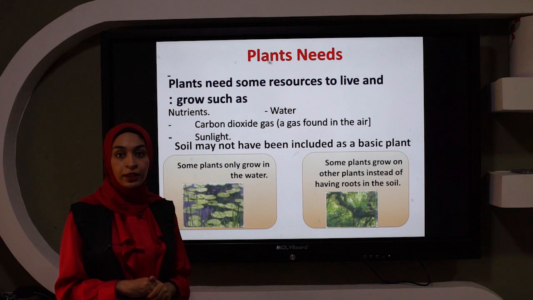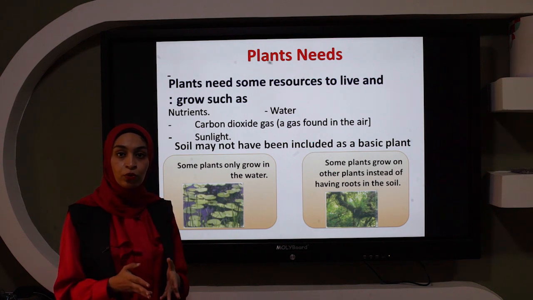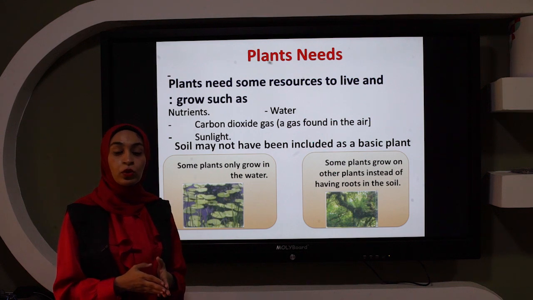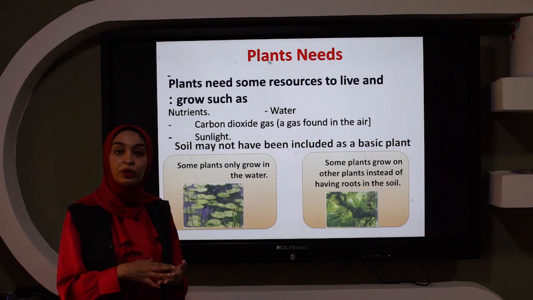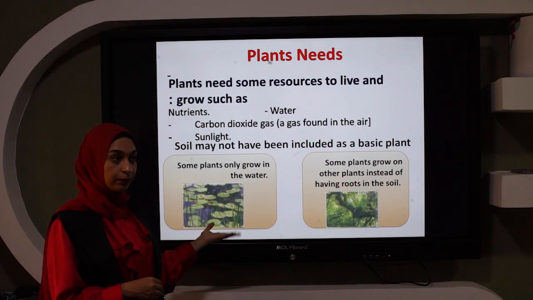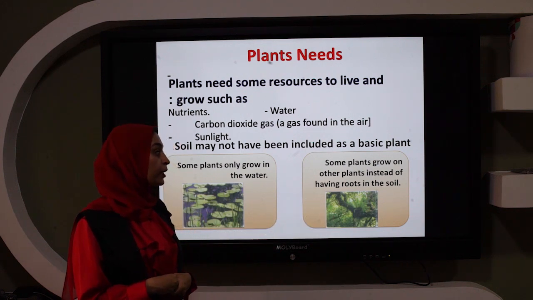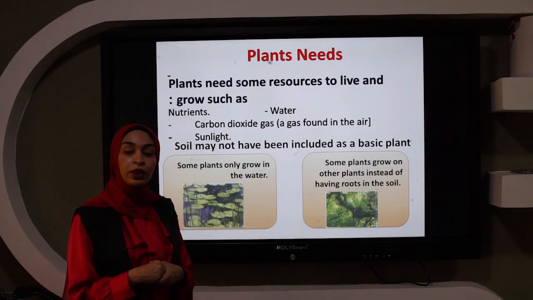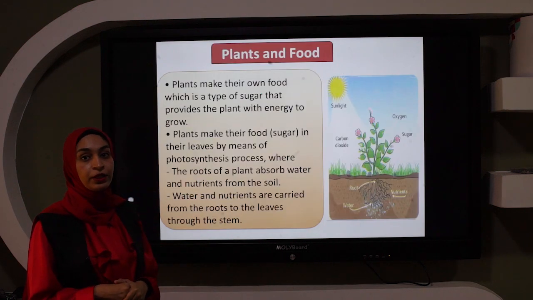And the non-basic needs are such as the soil and the area in which you will grow a plant. So the soil is not a basic need, and for this reason some plants can grow without the soil. Some plants can grow by floating on the water surface, as we see with the water lily. And some plants can grow from other parts of the plant instead of having roots in the soil. So soil is not a basic need.